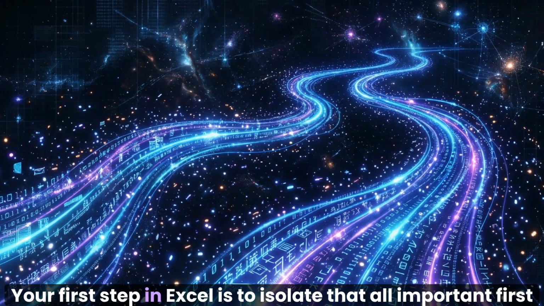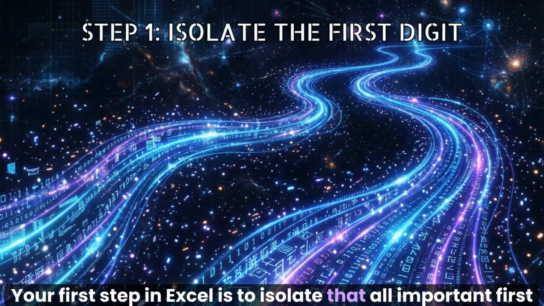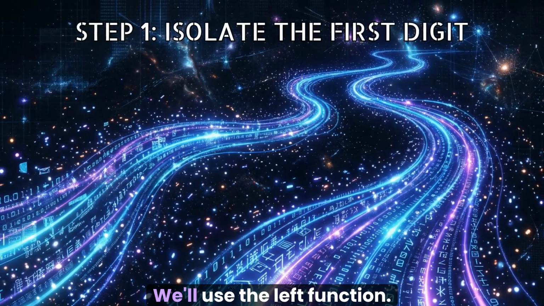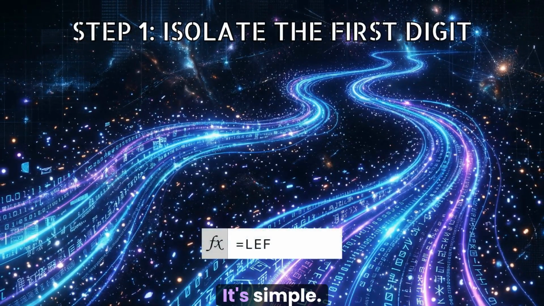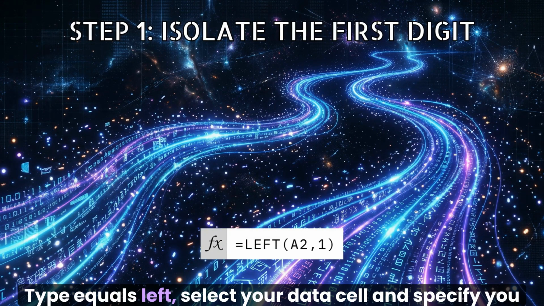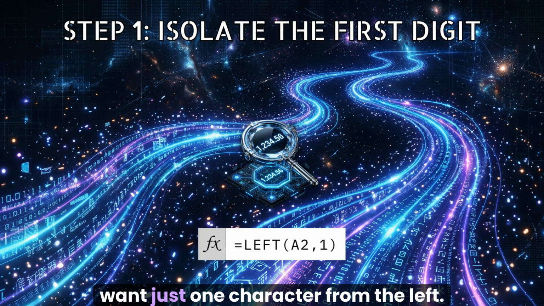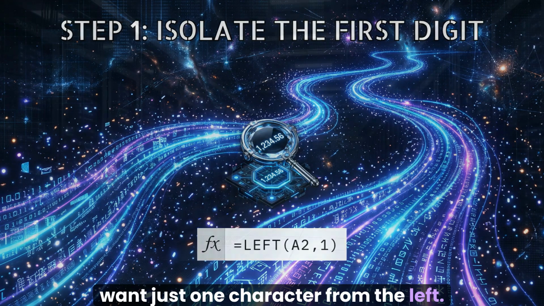Your first step in Excel is to isolate that all-important first digit from your list of transactions. We'll use the left function. It's simple. Type equals left, select your data cell, and specify you want just one character from the left.